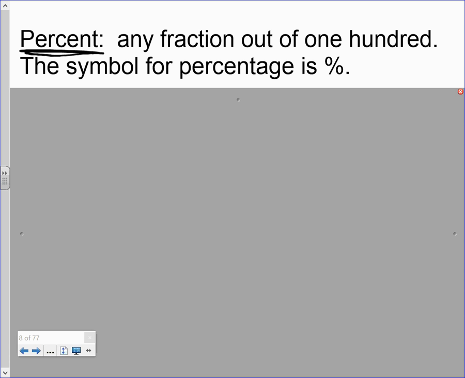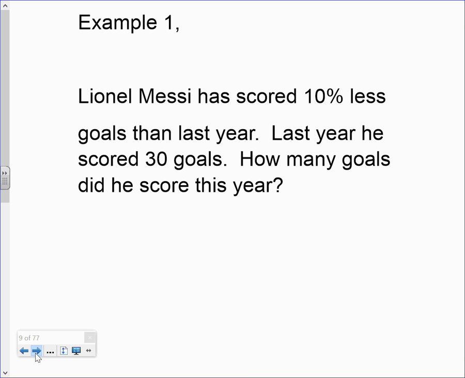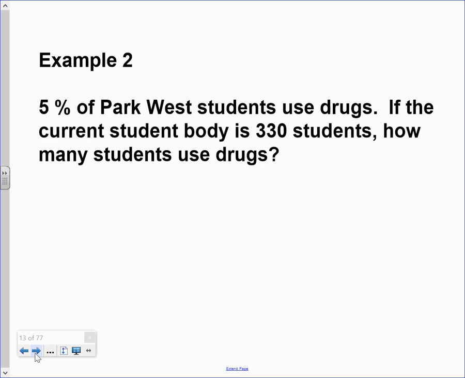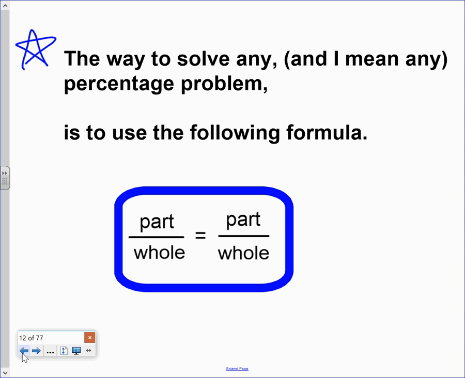Any fraction out of 100, the symbol for percentage is that symbol for percentage. You've seen that before. Now, we got the word proportion, we got the word percent. Last part of your notes, and we're done, except for an example. I'm going to put a little star.